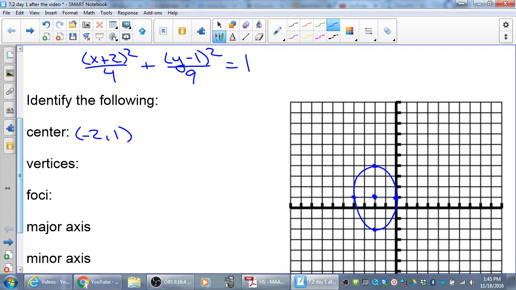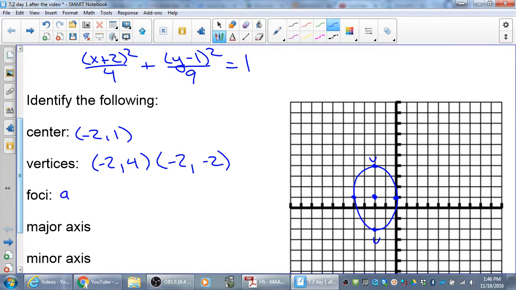The vertices are always the farthest from the center. So the vertices are up here. They're up and down. And that's the point -2, 4. And the point -2, -2. So there are the vertices. The other ones on an ellipse are called the covertices, but we didn't ask for that.